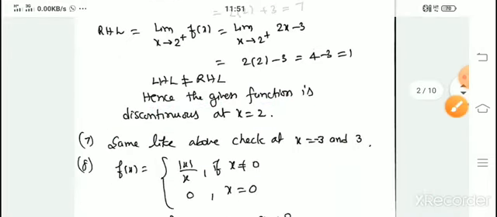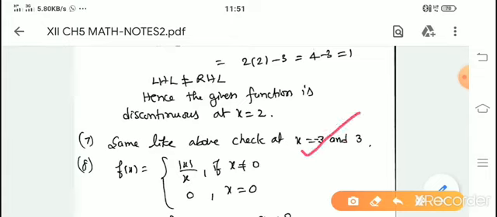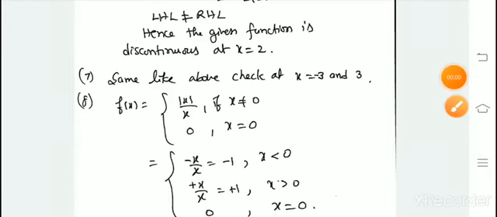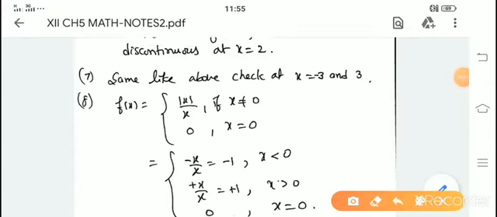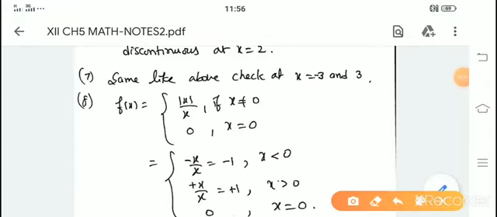The next question, seventh question, same like above, x is equal to minus 3, x is equal to 3, you check, same like the above. For the eighth question, if you see that the given f of x is equal to modulus x by x when x not equal to 0, 0 when x is equal to 0. So first to redefine this one.